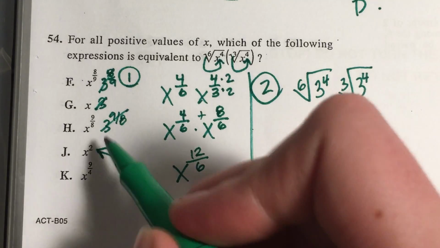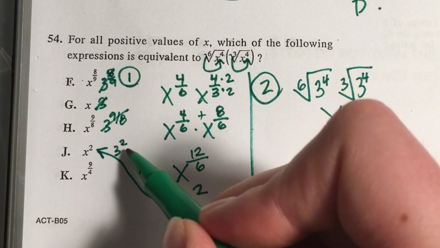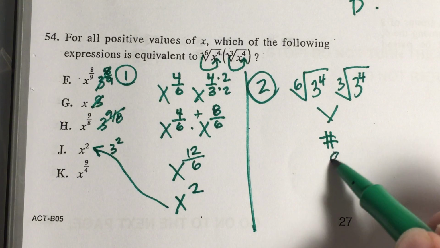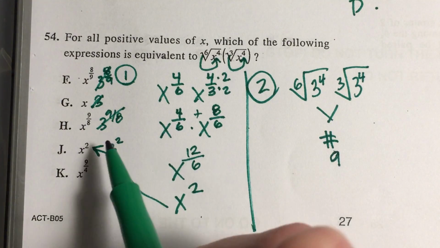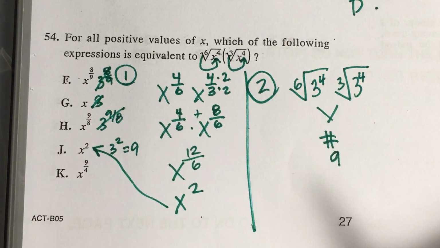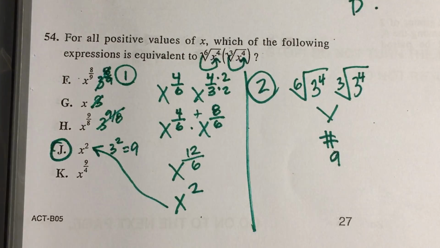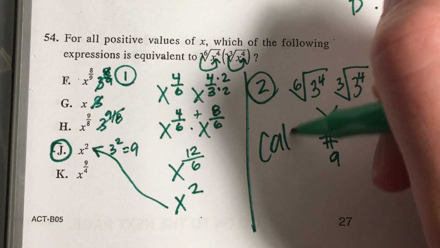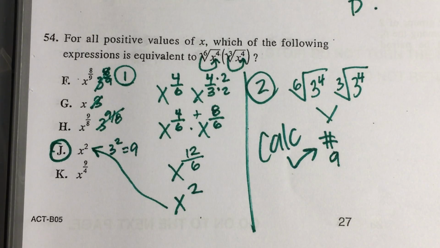And then x squared, so it would be 3 squared, which would be 9. So this number is 9. 9 matches this number here, 9. So we know that our answer is J. All right, so again, you would use a calculator to get this number here. That's it.